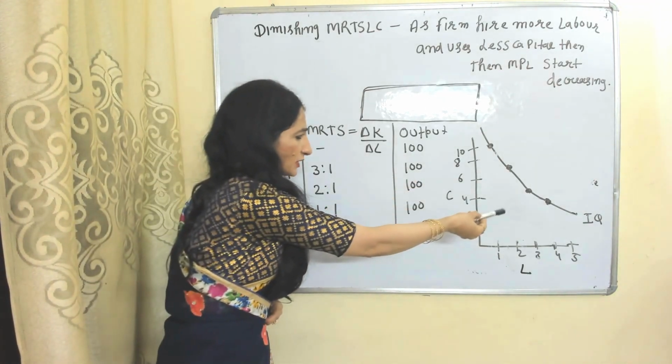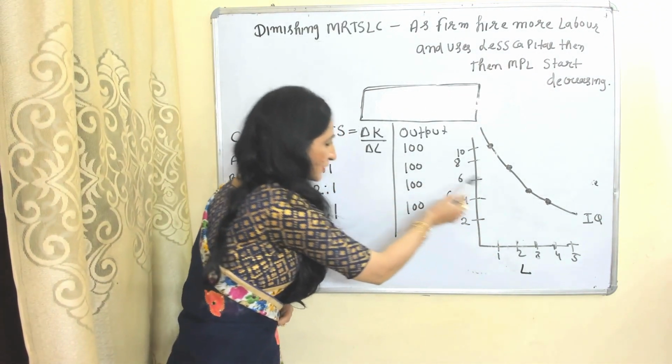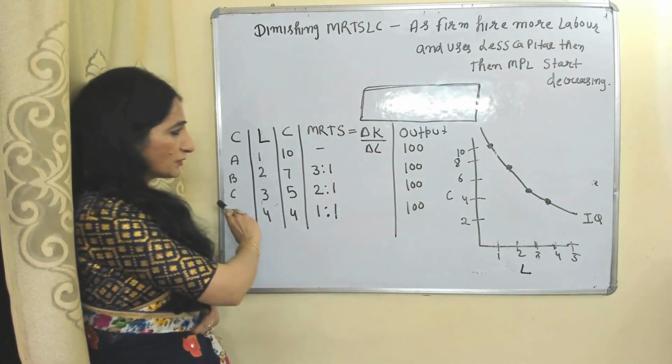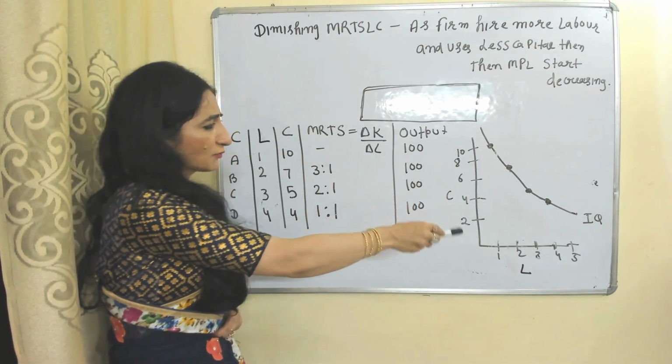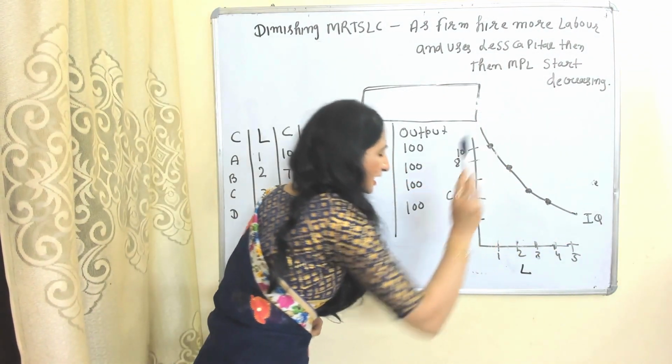Same thing we will plot in this diagram. On the x-axis we have labor, on the y-axis we have capital. When we plot all these points in this diagram, we will receive one curve. It will be called an isoquant.